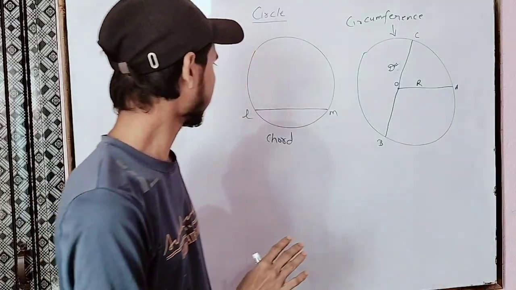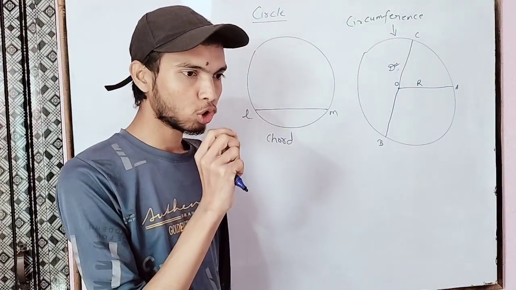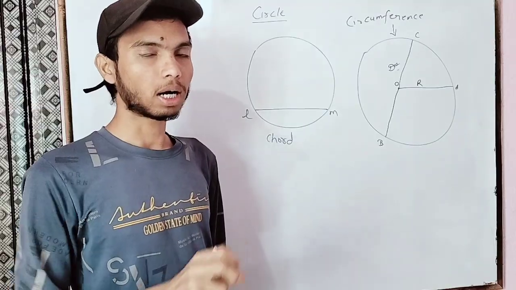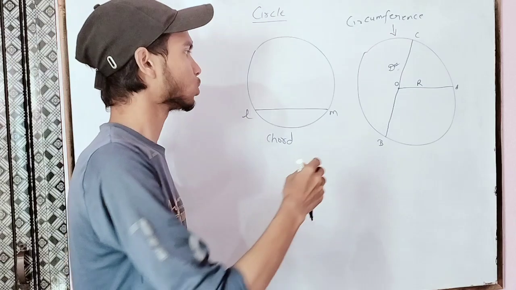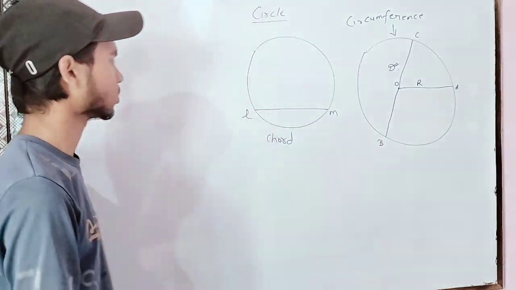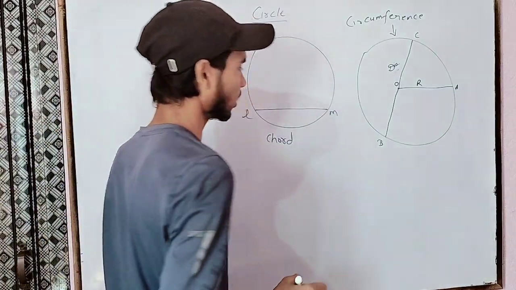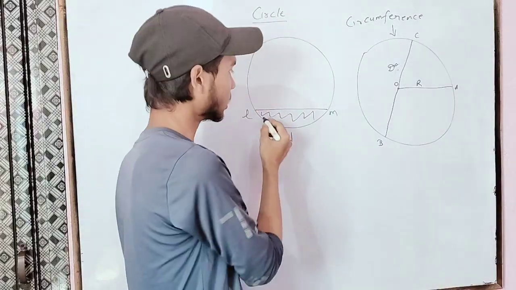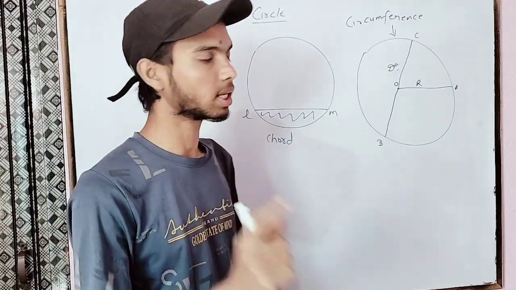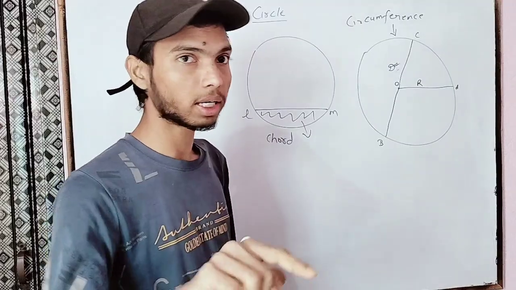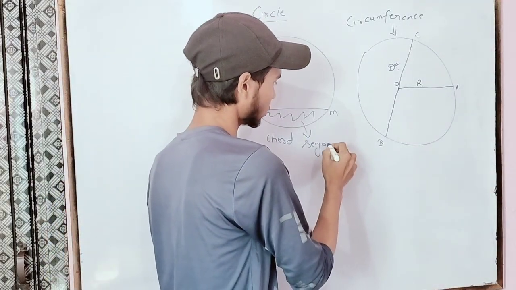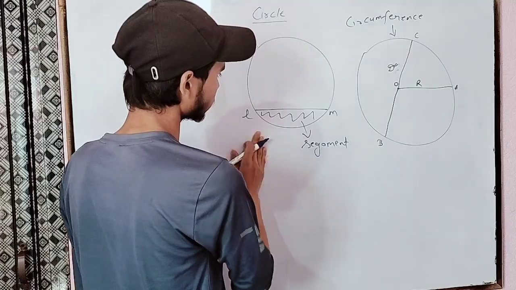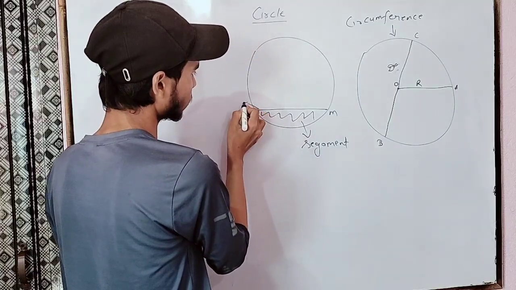What else? The longest chord will be what? The half circle will be the diameter. So the longest chord is the diameter. From here, you will observe one thing. Chord. This area, what is it? This area is a segment. We are talking about area here. Segment. Now this line is a chord.